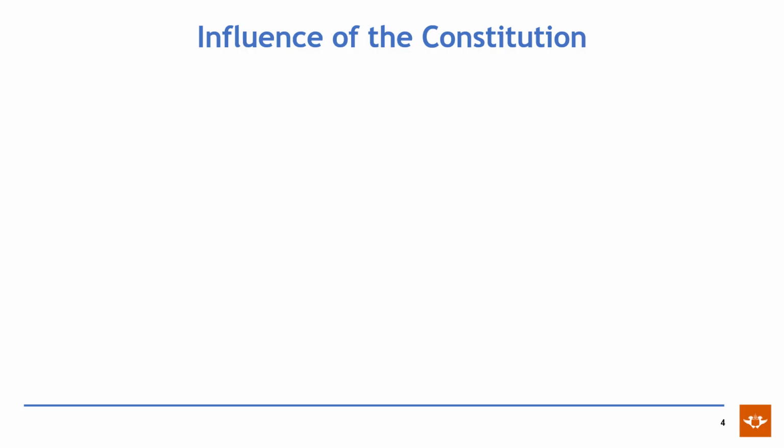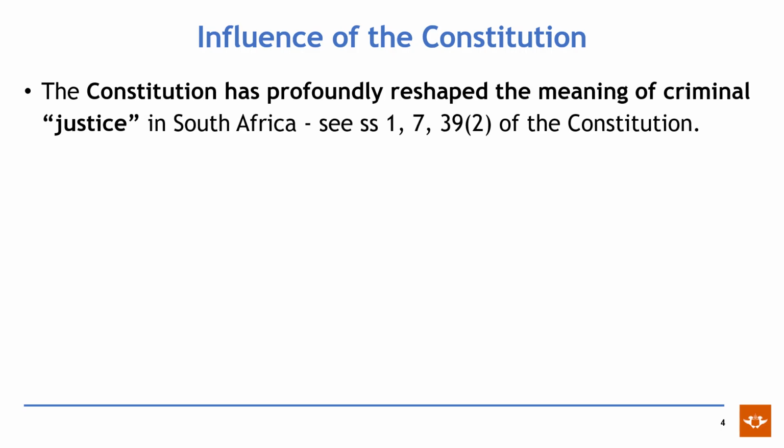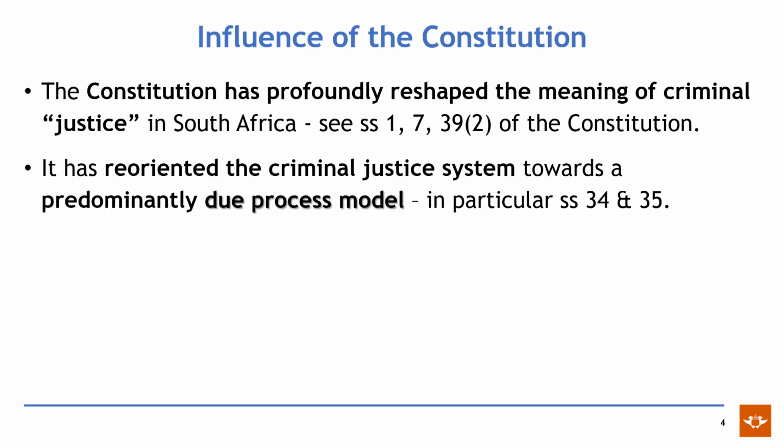Guided by the rights and values of the Bill of Rights, particularly dignity, freedom, and equality, the Constitution of South Africa has profoundly shaped the meaning of criminal justice within our constitutional democracy. It has reorientated the criminal justice system away from the apartheid era's rigid enforcement of crime control model, which we said is effectively a police state model, towards a predominantly due process or procedural fairness model with a more limited emphasis on crime control, in other words, crime prevention.